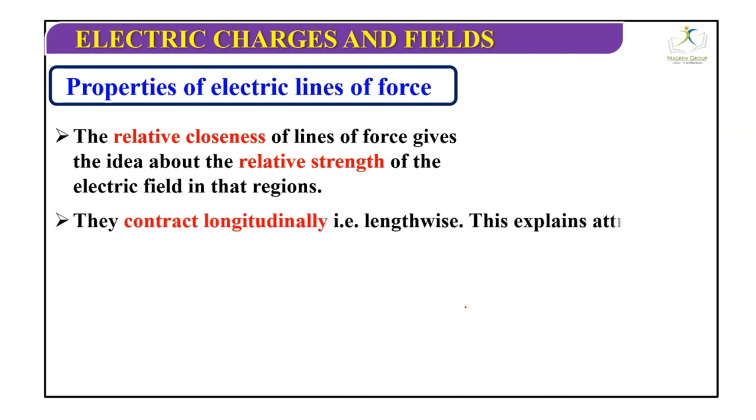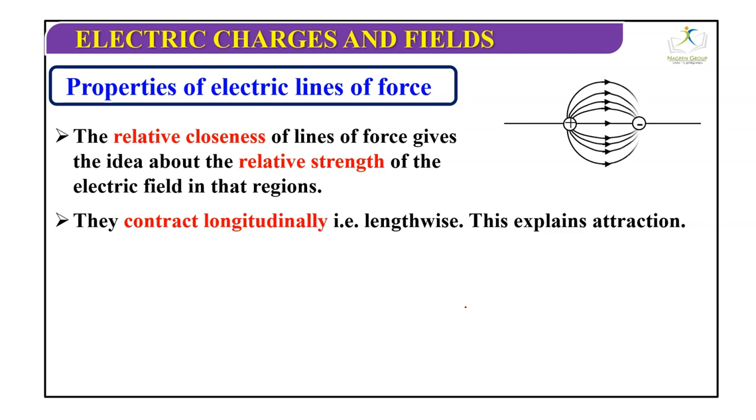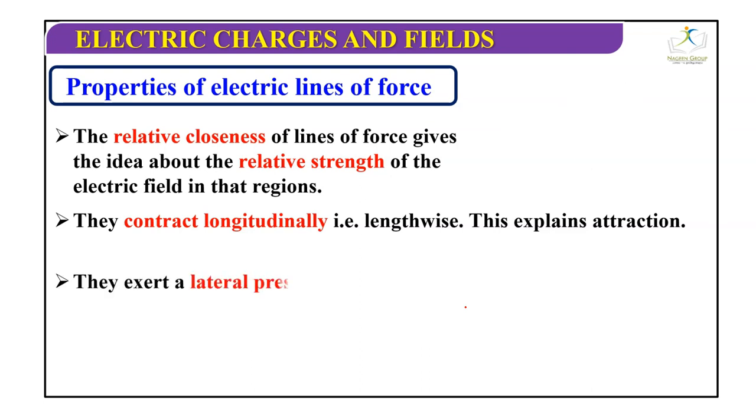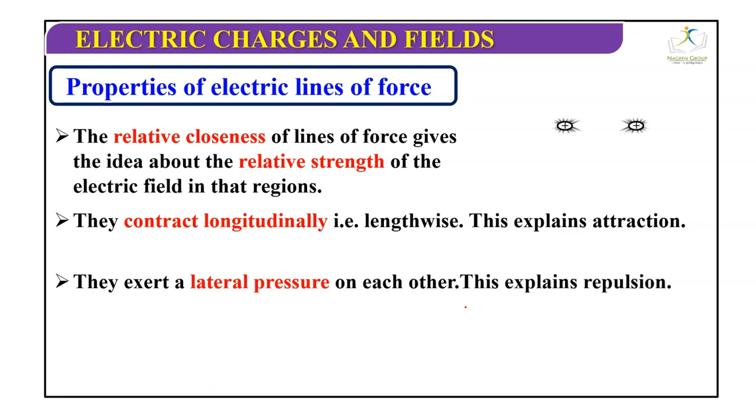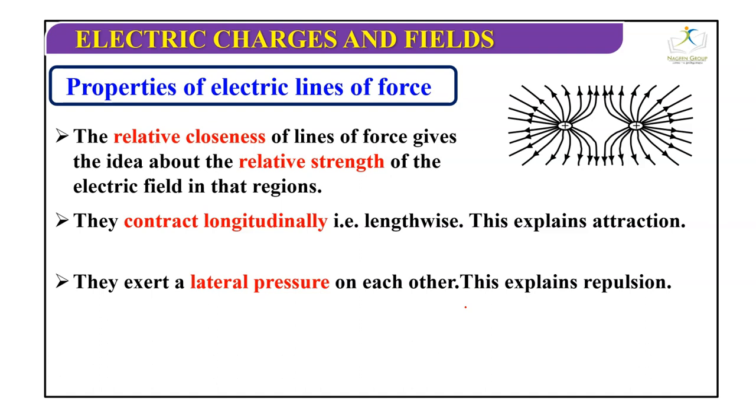They contract longitudinally, lengthwise, which explains attraction, like this. If they contract, we say it is attraction. And if they start to repel, that we say is repulsion, like this. So they exert lateral pressure on each other. This explains repulsion. Contract longitudinally, attraction. Lateral pressure, repulsion.